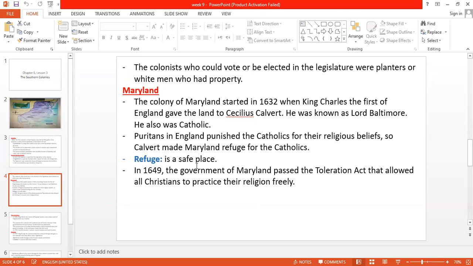What is the meaning of refuge here? Refuge here means a safe place. So here I said what? I said that Calvert made Maryland a refuge. Refuge means a safe place for the Catholics to practice their religion freely.